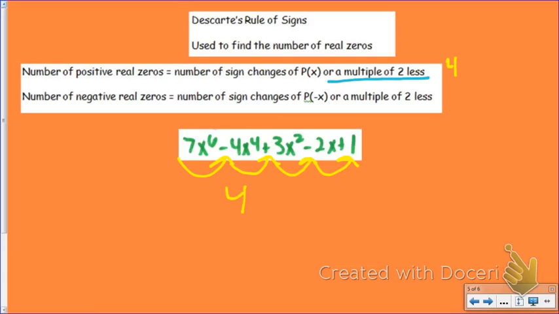So my answer could also be 2, or it could be 0. That's actually also a possible option.